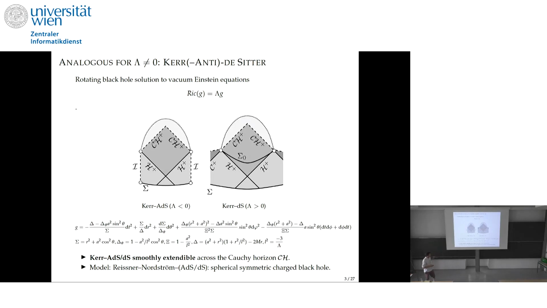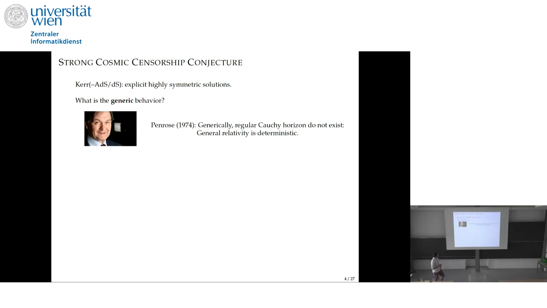Okay. And I've written down the explicit metrics. It's a little bit cumbersome, so you don't have to know these formulas, obviously. Of course, the Kerr solutions in any of the cosmological constant cases are very explicit and highly symmetric solutions. So do they represent what happens in reality? One is of course interested in what the generic behavior is. And one way to save this predictability of classical relativity is that, if we cannot do it for all solutions, maybe at least we can do it for generic solutions. This idea was formulated by Roger Penrose: that generically regular Cauchy horizons do not exist. And in that sense, at least generically, relativity is, if you want to call it that way, deterministic.